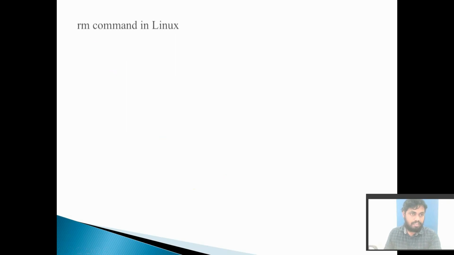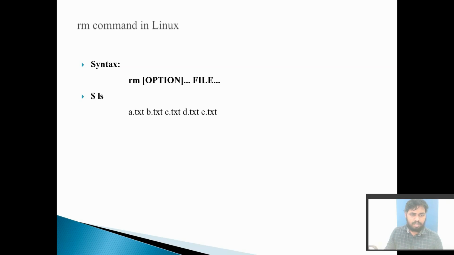Okay, so coming to the rm command. By using the rm command, we can remove files. The syntax is rm space options space files. Okay, so again we see what files and folders are in the present directory. We can run ls. The files are a.txt, b.txt, c.txt, d.txt and e.txt. Okay, so if you remove one file at a time, the command is rm space a.txt.